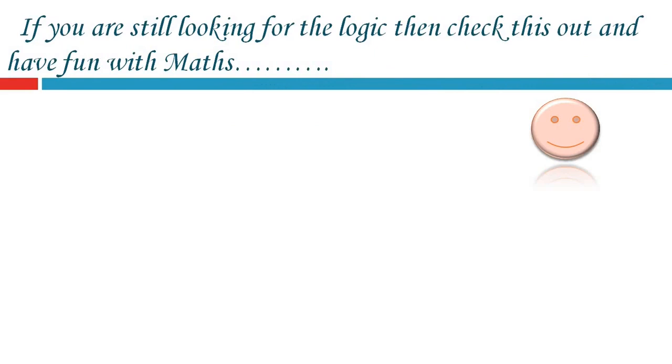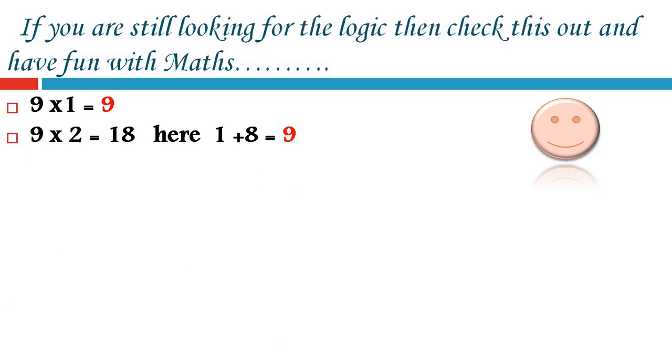Still thinking about the logic behind that? Then check this and have fun. Remember the table of 9? 9 into 1 is 9. 9 into 2 is 18. What if I add 1 and 8? The result is 9. Then 9 into 3 is 27. Here again 2 plus 7, 9.